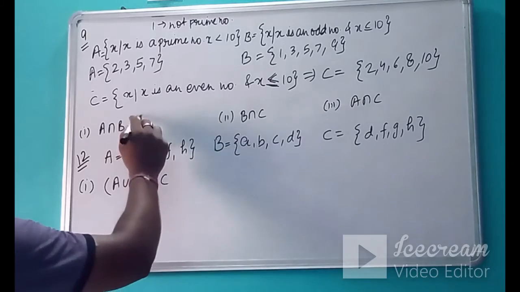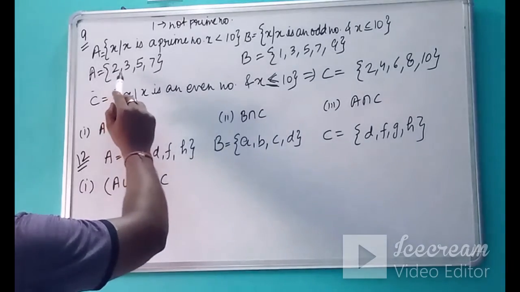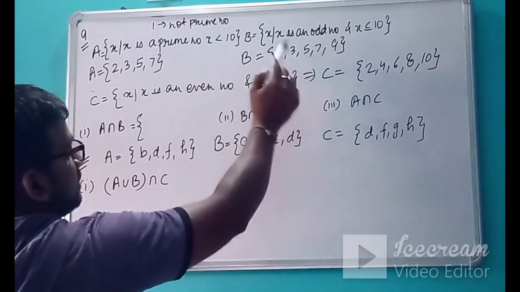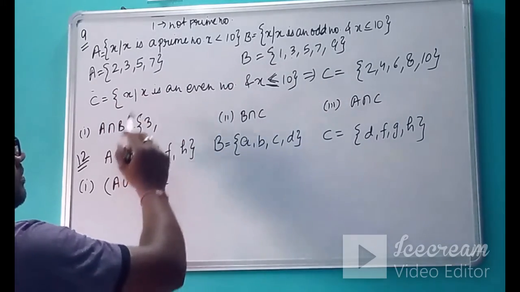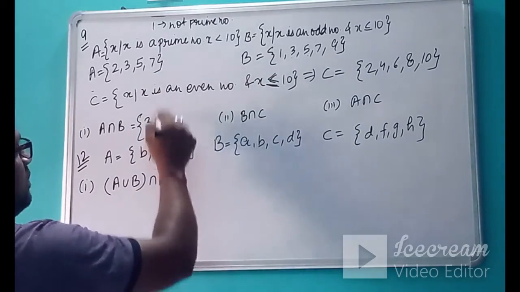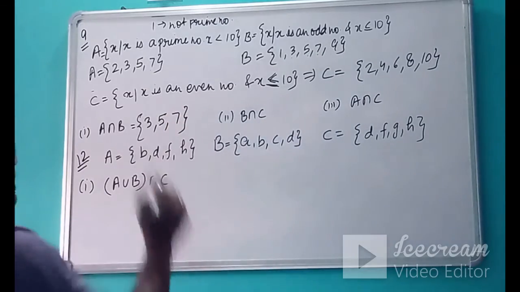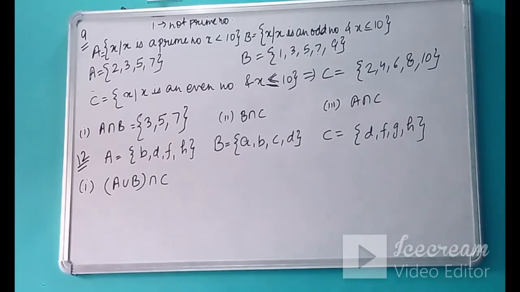Now we will calculate A intersection B. So A intersection B means common elements, that is 3 and 3. So 3 is there. Then 5 and 5, 7 and 7. So this will be A intersection B.